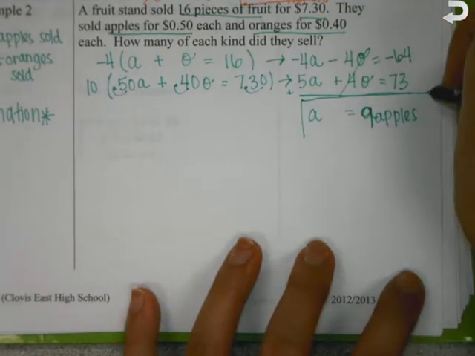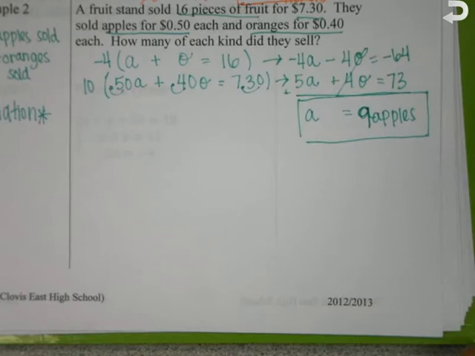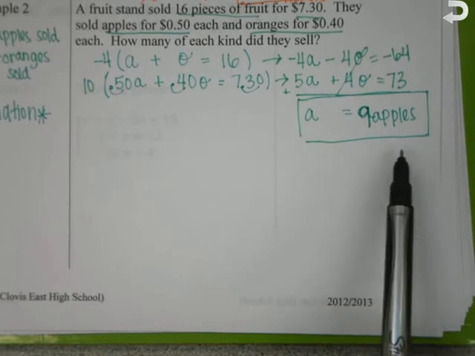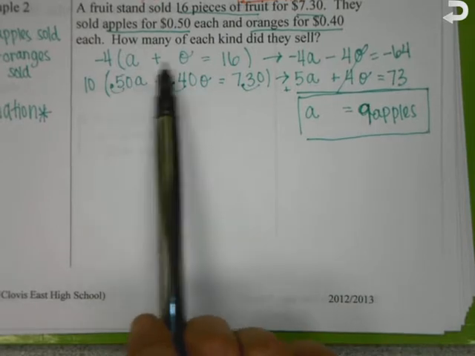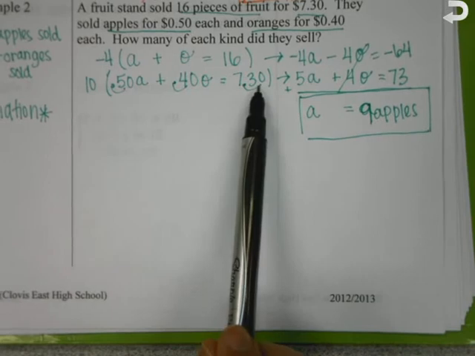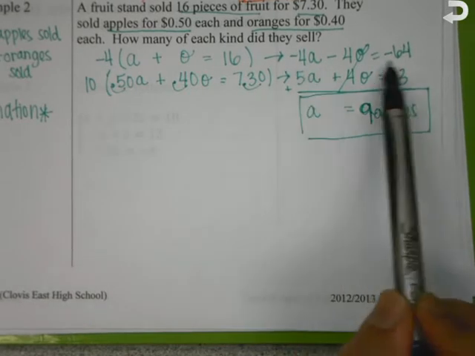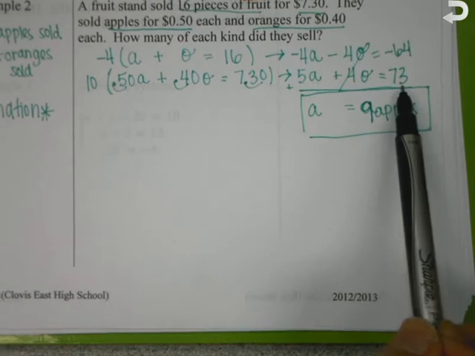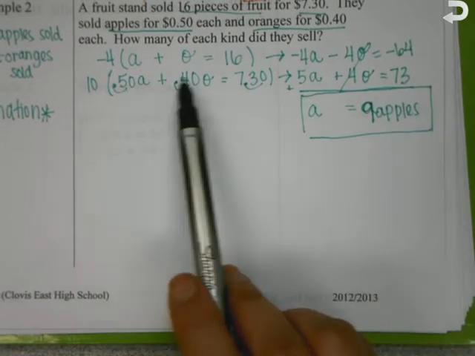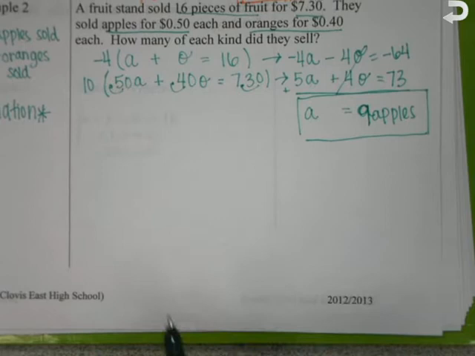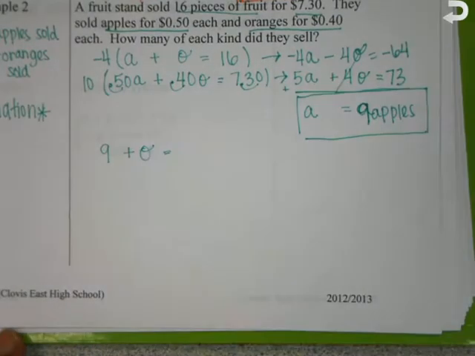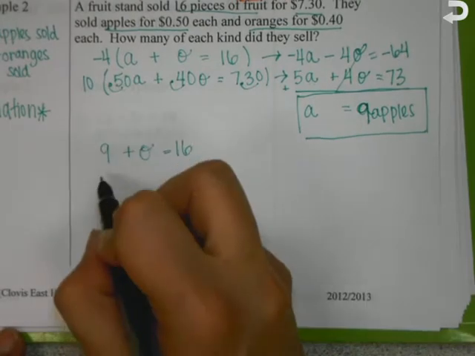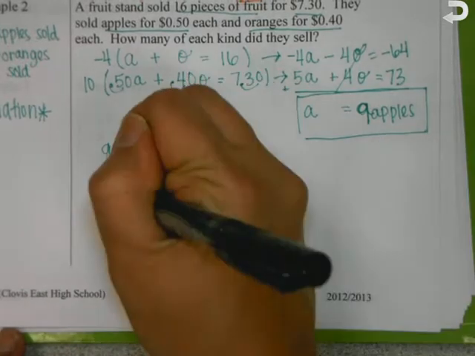Okay. Now I need to solve for O, and I'm going to take that 9 apples. I could plug it into this equation, or this one, or this one. I will get the same answer no matter what. I'm going to plug it into this guy right here because it's a lot simpler. So we have 9 plus O equals 16. Subtract 9 from both sides, and we get O equals 7 oranges.